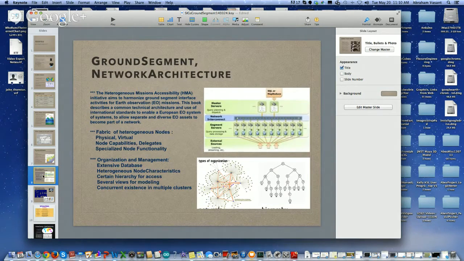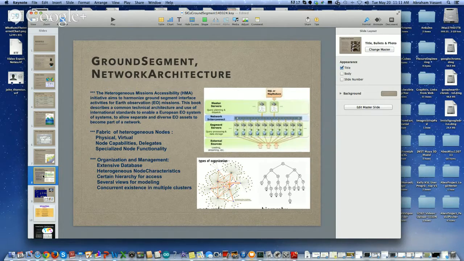Coming down to ground segment network architecture, I was intrigued by this document that I have not read yet, but there is a heterogeneous mission accessibility initiative that comes from the European Union. That may be something we can model around down the line. And what we hope to achieve is a fabric of heterogeneous nodes that exist in the physical and the virtual topologies, with varying types of capabilities in each node, and a delegate accessible to us. Delegate in this sense, I'm talking about the handles that the system has access to.